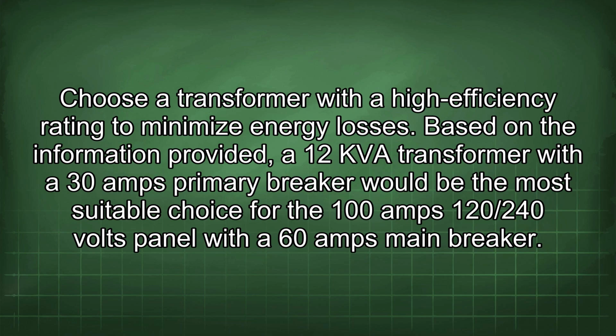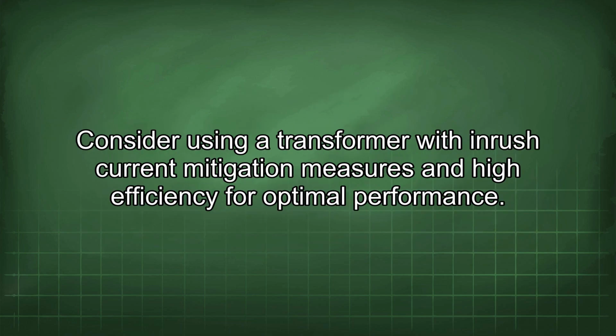Based on the information provided, a 12 kVA transformer with a 30 amps primary breaker would be the most suitable choice for the 100 amps 120/240 volts panel with a 60 amps main breaker. Consider using a transformer with inrush current mitigation measures and high efficiency for optimal performance.